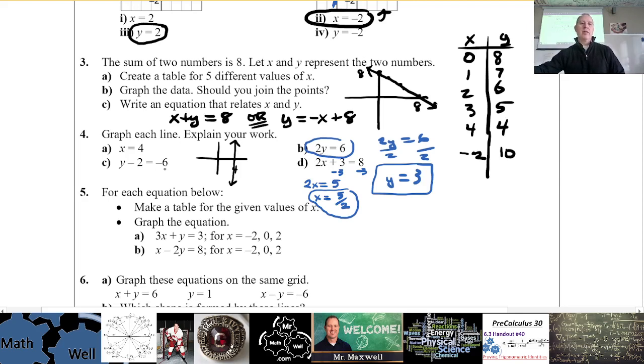y minus 2 equals -6. You need to solve for y in this. You need to solve for y in order to graph. That's the best way to do that for any equation. So I add 2, so that's -4. So y equals -4. So this one should be right here.